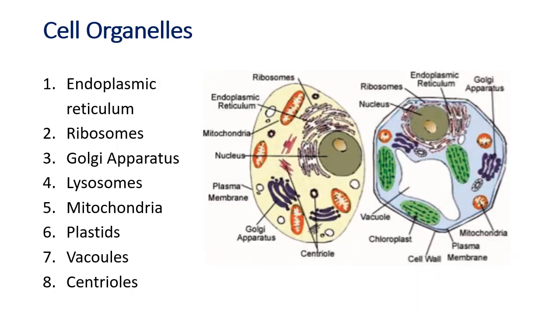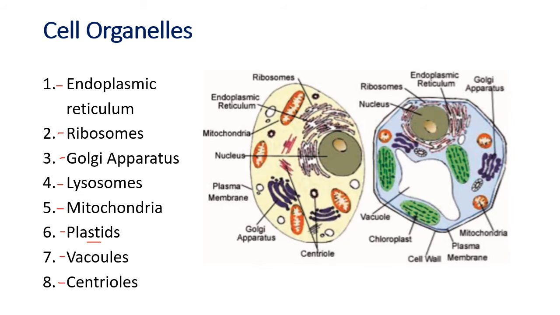Now we are going to study these organelles in detail. First let us see which are the organelles. This picture you have seen before. In this picture you can see these organelles inside the cell. This can only be seen with the help of an electron microscope. We have the endoplasmic reticulum, ribosomes, Golgi apparatus, lysosomes, mitochondria, plastids, vacuoles and centrioles. Plastids are of different types and mostly the plant cell has them.